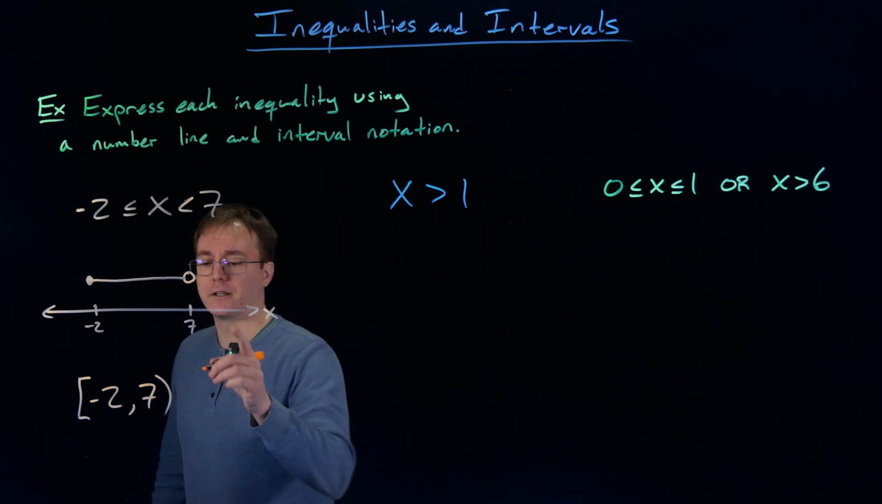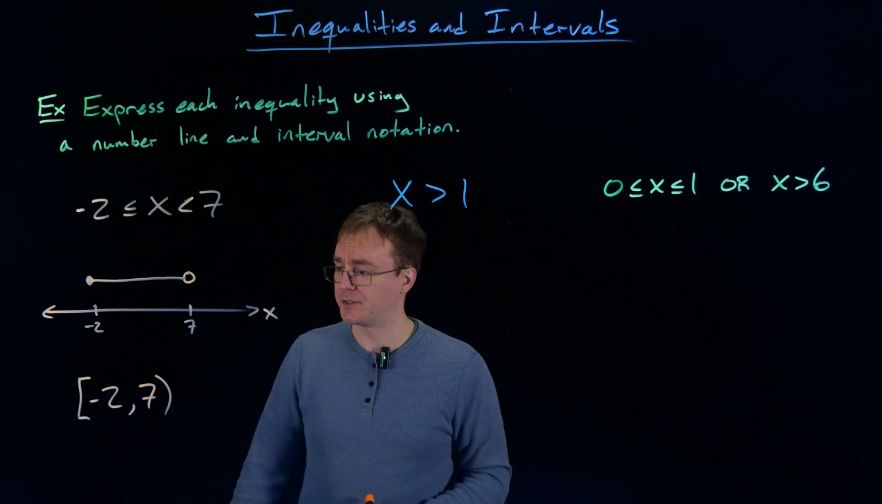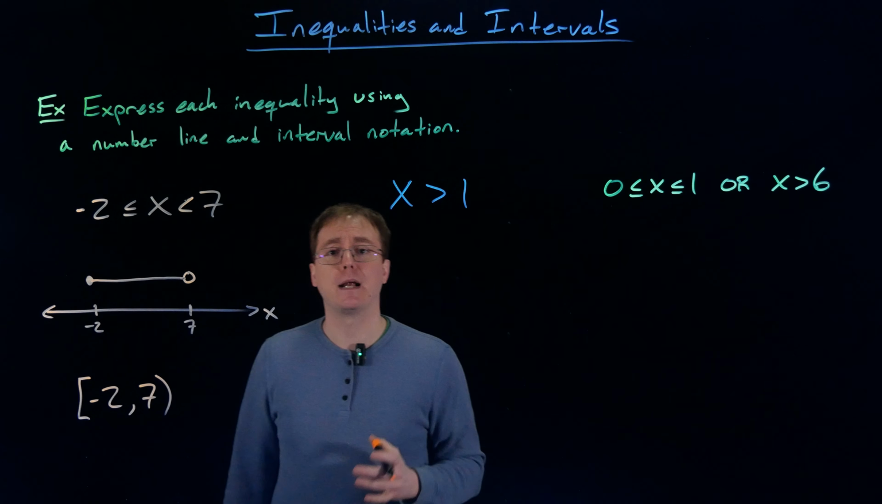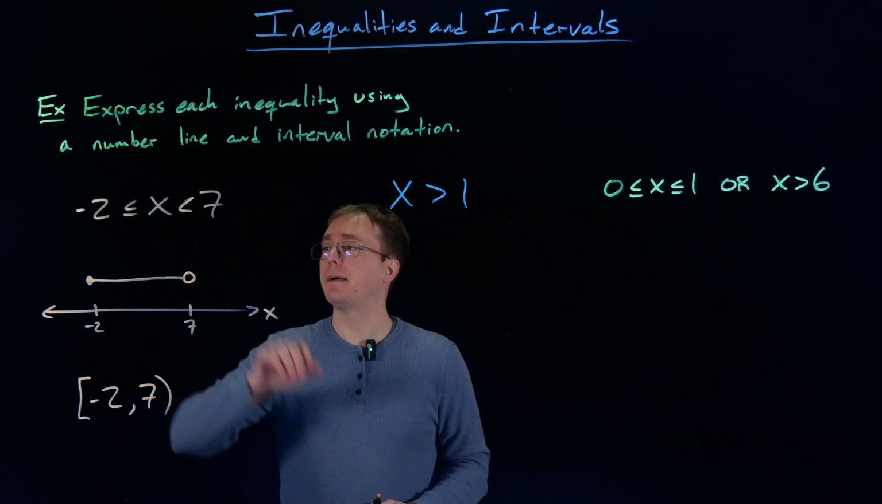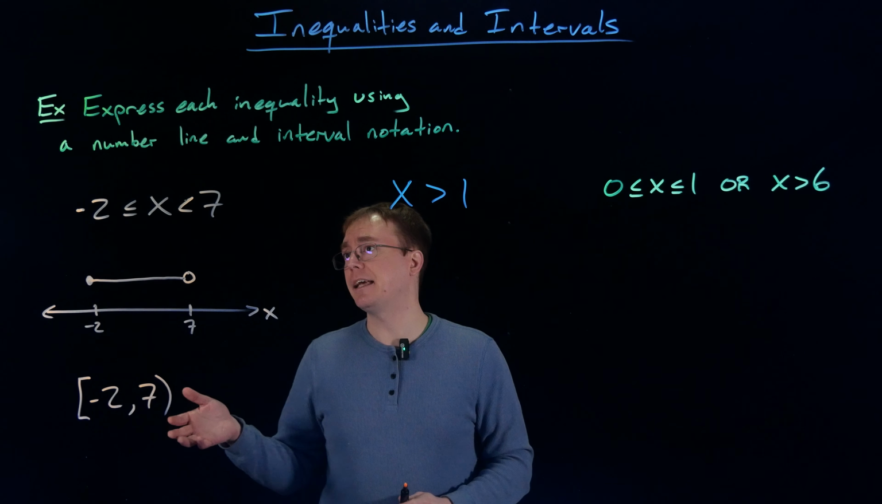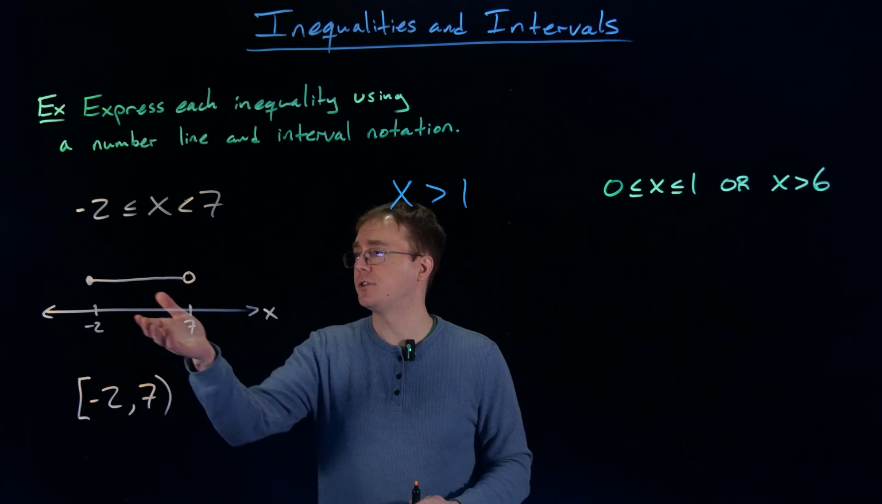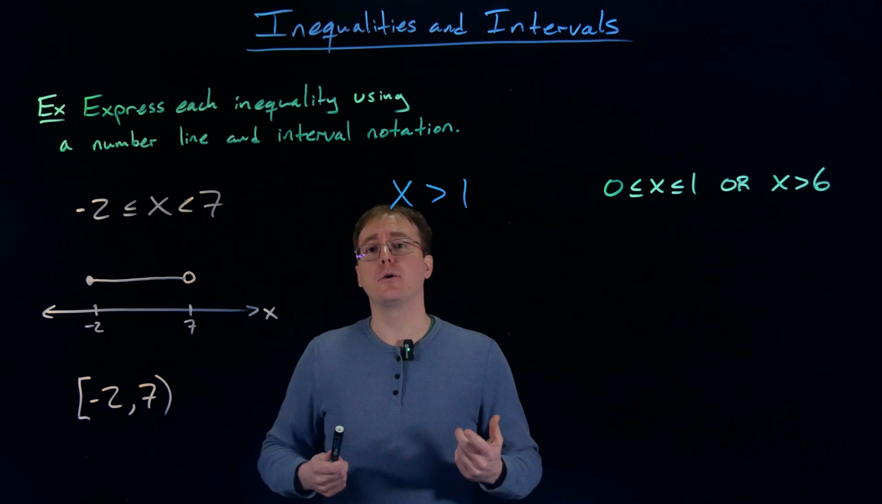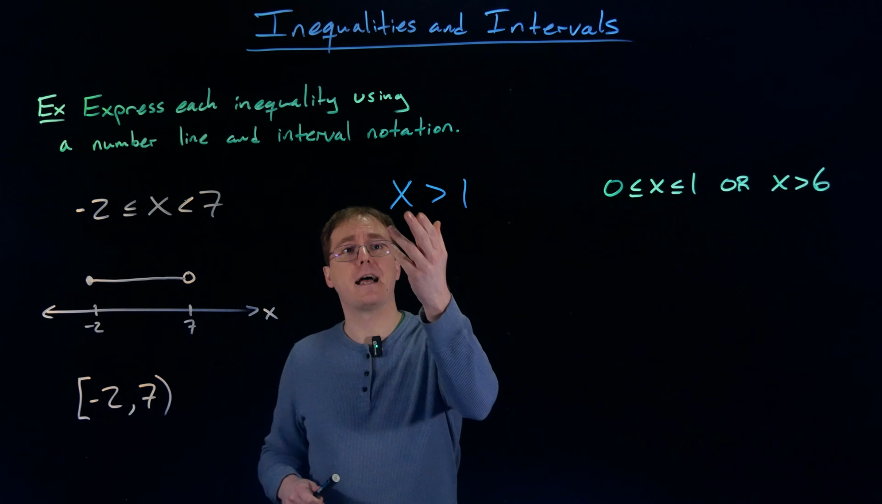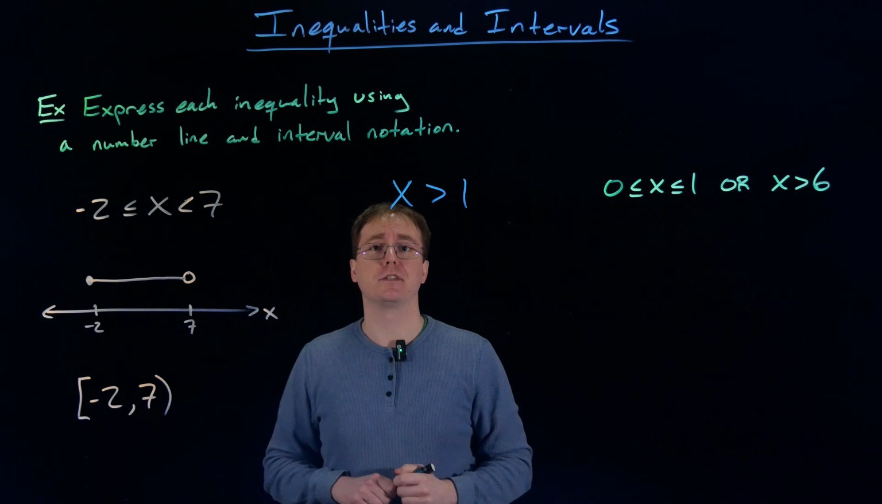And because we do not include that right endpoint of +7, we're going to use a parentheses around that right endpoint. And so here we have this compound inequality, the x values between -2 and 7, re-expressed using our number line and using interval notation. So now let's go ahead and look at this inequality that is read as x is greater than +1.